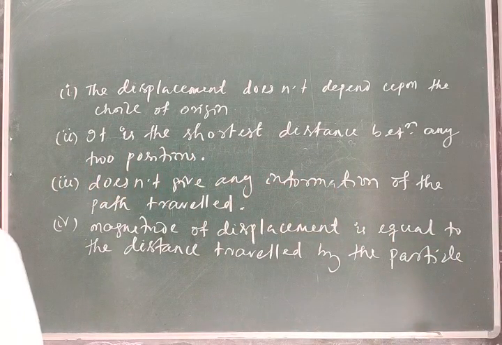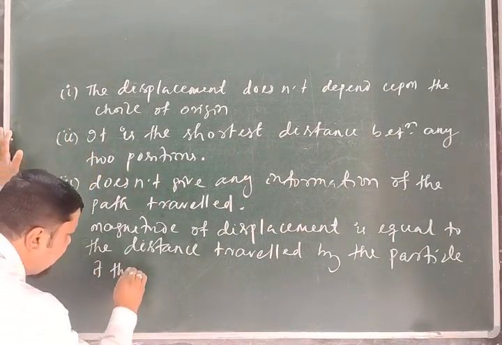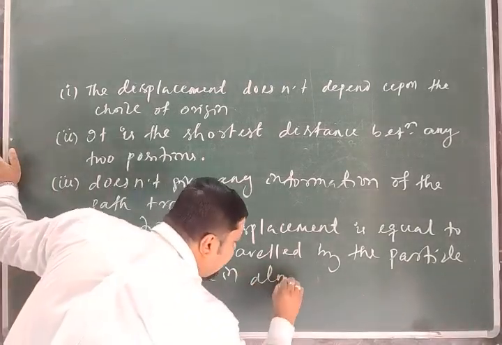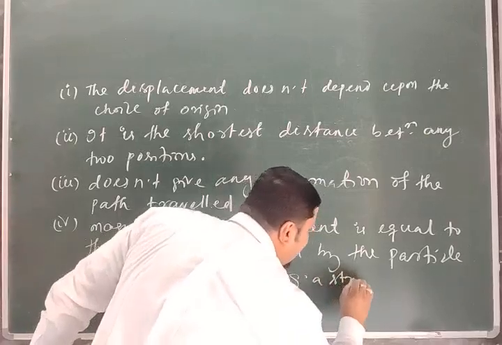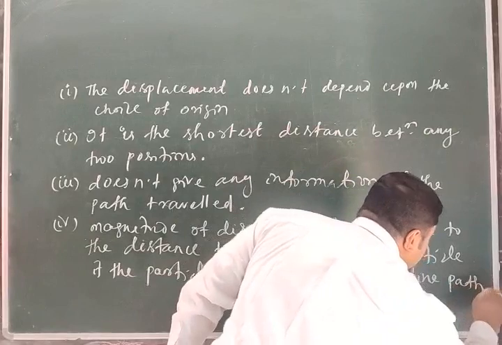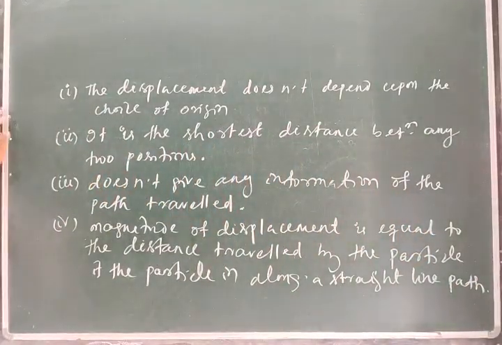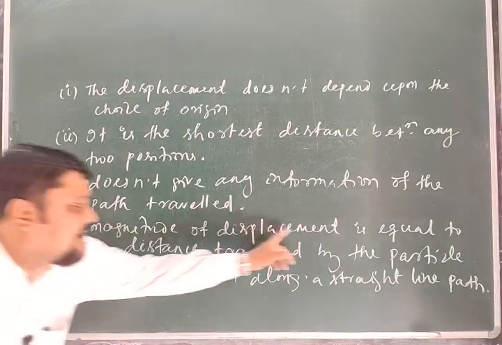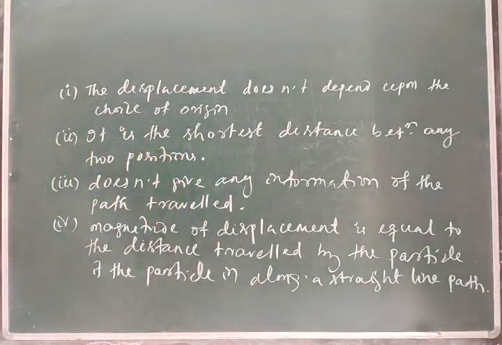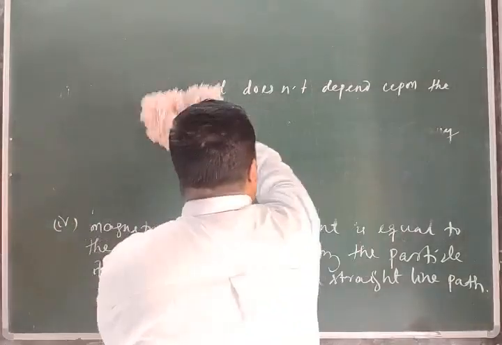And if the particle moves along a straight line path, that is most important. If the particle travels along a straight line path, then the magnitude of the displacement is equal to the distance traveled by the particle. Now, if it is not a straight line, then what happens?